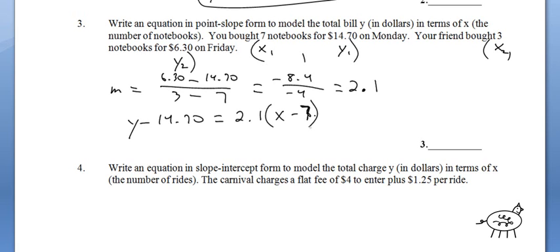And of course, it could be which one? It could use the other point. Instead of 14.7, I could say y minus 6.30 equals 2.1 times x minus 3. Okay? So either one of those is correct. They're both in point slope form. Of course, if I wanted to put it in slope-intercept form, I'd have to distribute the 2.1 and then add either the 14.7 or 6.3.